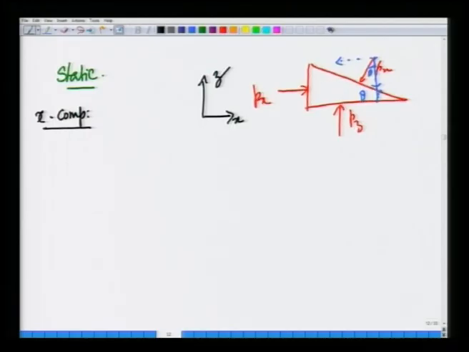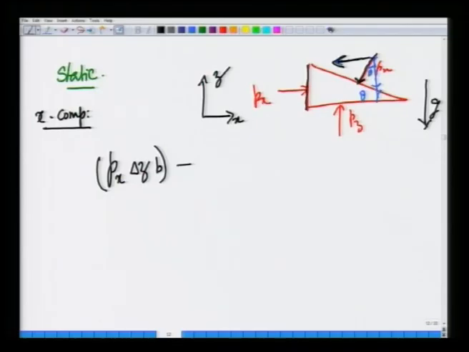The x component of the force: the acceleration due to gravity is acting purely in the minus z direction. So, the x component of the force balance will tell us that on this face, the force is the pressure times the area of the face, which is nothing but delta z times b, and this is acting in the plus x direction. But there is also a force which is acting normally to this inclined surface.